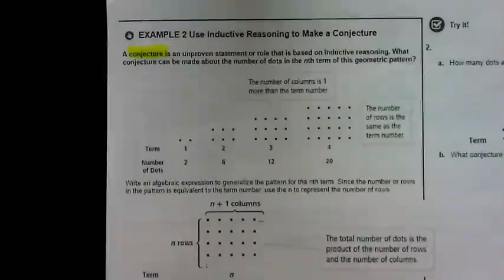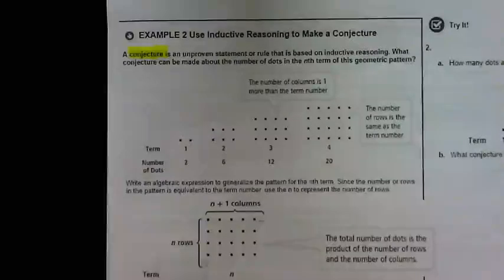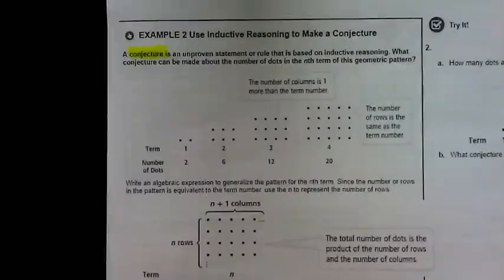So, has anybody heard of that word before, conjecture? A conjecture is an unproven statement or rule that is based on inductive reasoning. What conjecture can be made about the number of dots in the nth term of this geometric pattern? So, what we just did in that previous problem, we made a conjecture. We said, let me flip back.